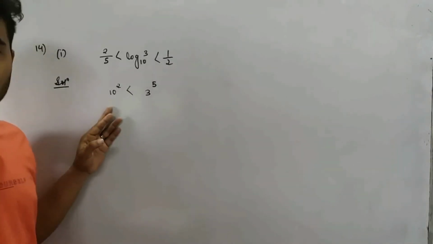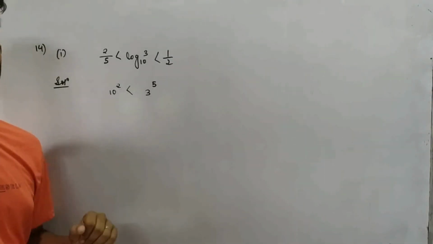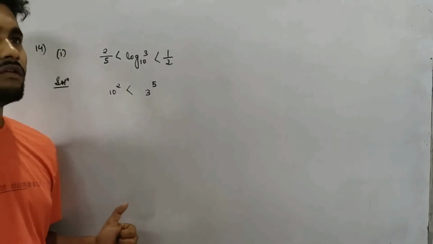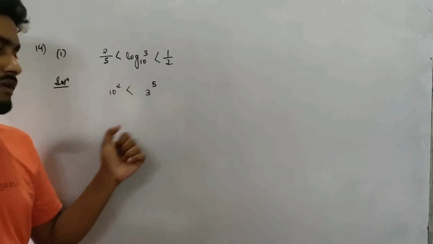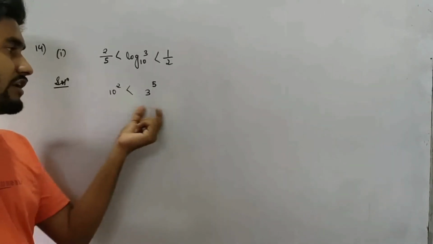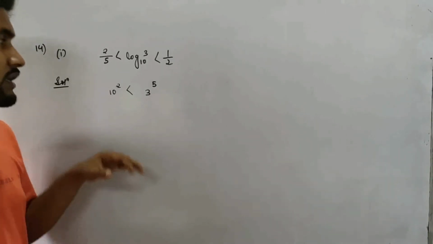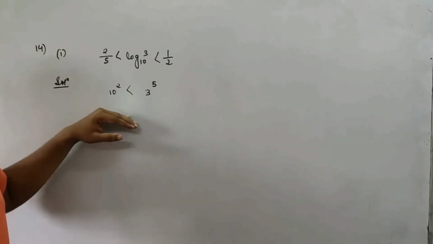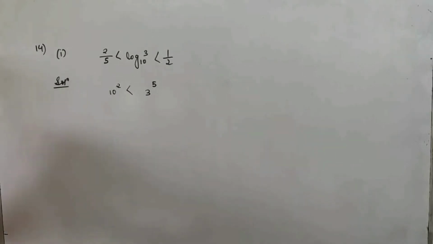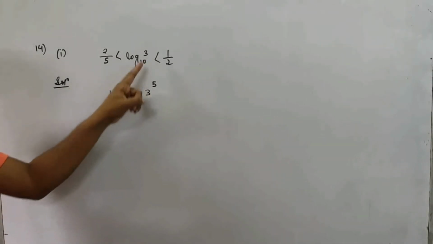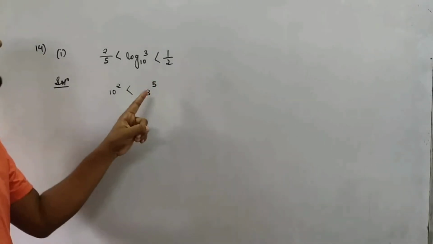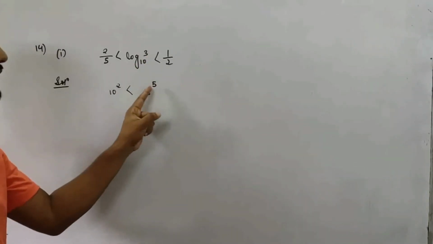So 10 square is 100. 100 is less than 3 to the power 5, since 3 to the power 4 is 81 and 3 to the power 5 is 243. So yes, 100 is less than 243. So this is the starting way. Like this you have to start. So now what you will do? Now you have to empty this 3. This power 5 is not required. Over here only 3 is there, so I will remove this power 5.